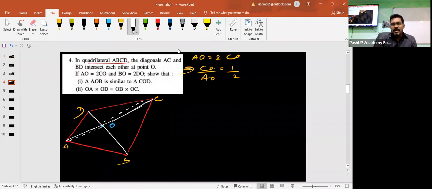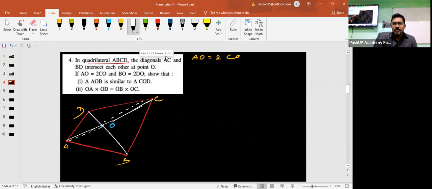Because you are bringing this AO to the right hand side denominator and you are bringing this 2 to the left hand side denominator. Isn't it? Albina, is that clear? Then 2/1. Yeah, that is your choice.